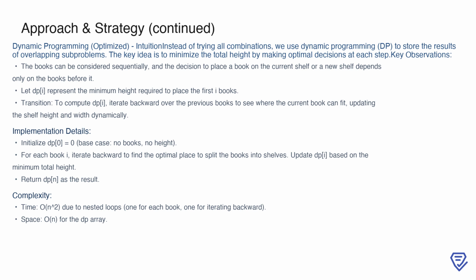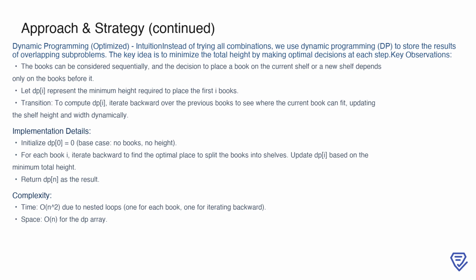To formalize this, let dp[i] represent the minimum height needed to place the first i books. To compute dp[i], we iterate backward through the previous books to determine the optimal way to split the books into shelves. As we iterate, we dynamically update the shelf height and width to ensure that the current book fits.